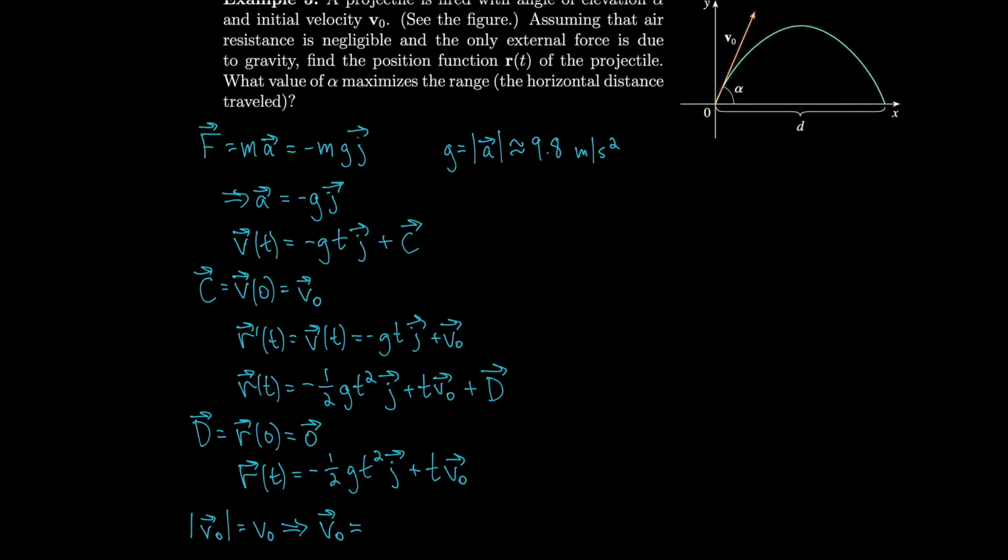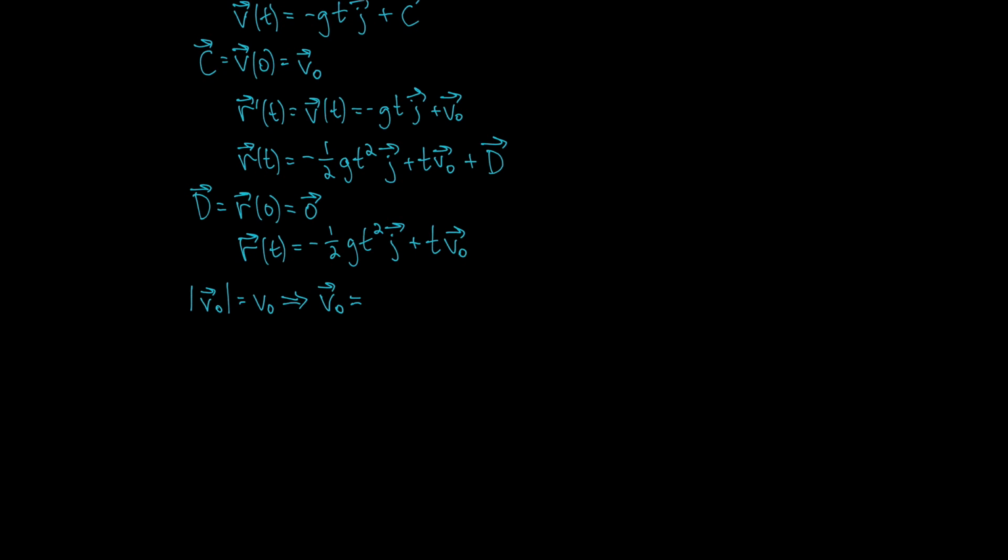Let's go back to our picture for a second. Here's our vector v naught. If I were to draw, let's say, a triangle, notice that I can get this adjacent side because the cosine of alpha is adjacent over v naught, adjacent over hypotenuse. So that means the adjacent side must be v naught times the cosine of alpha. And similarly, the opposite side, the height, is v naught times the sine of alpha. So I can write the components in for v naught now. It's v naught times the cosine of alpha i plus v naught times the sine of alpha j.